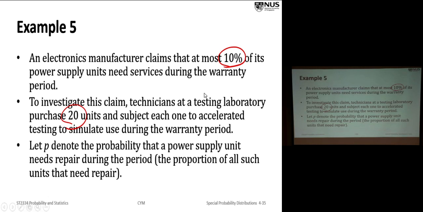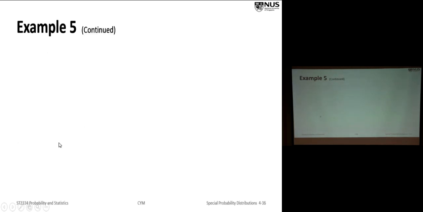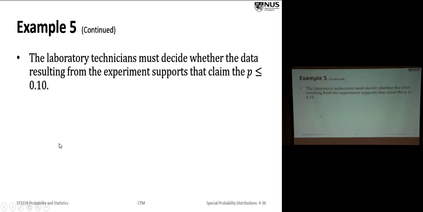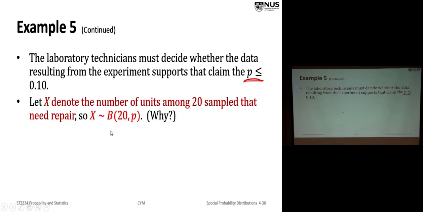So this technician tried to show some evidence. So take out 20 units and try. Now here we assume that P is 10%. Just let it be P. So the whole problem is like this. I look at 20 units, try each, see whether they need service or not within the warranty period. And so we decide on the data whether we accept the claim that P is 0.1. P is the probability of sending for service.